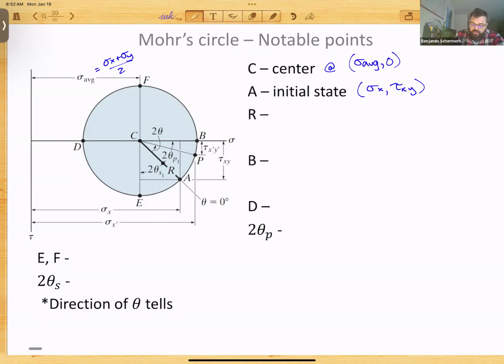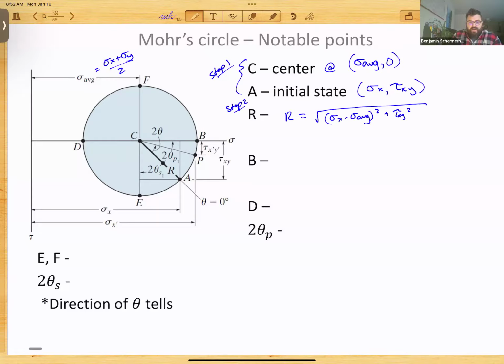Then we're going to calculate the radius. So that's all basically step 1 and step 2. So this is step 1. Step 2 is our radius. So we're going to get that by doing sigma x minus sigma average squared plus tau xy squared. And then we get whatever else it is that we need.